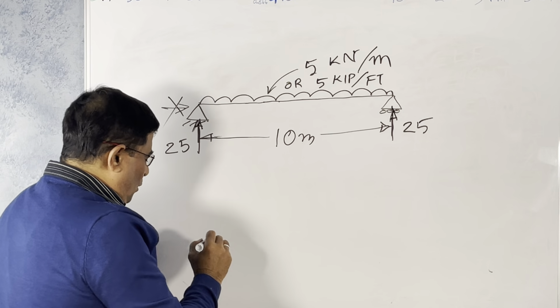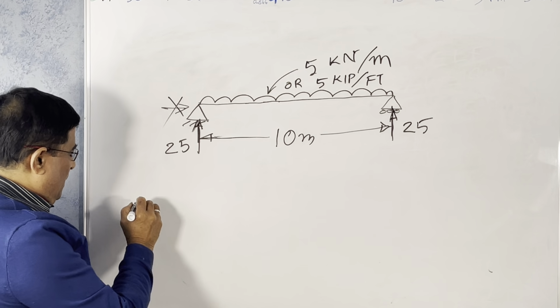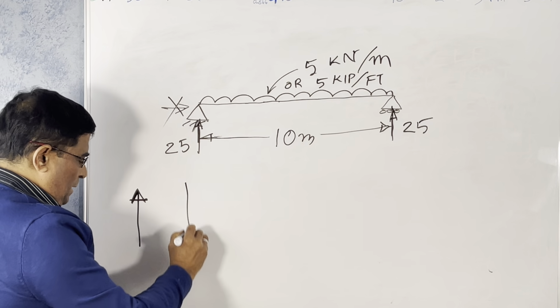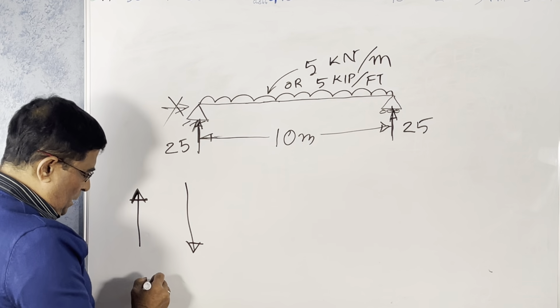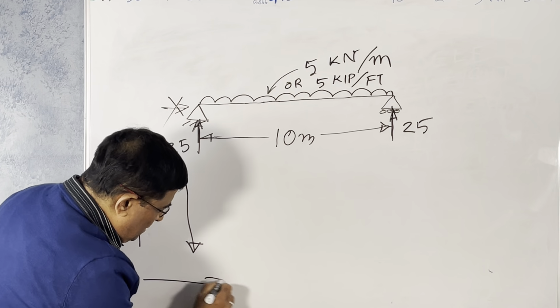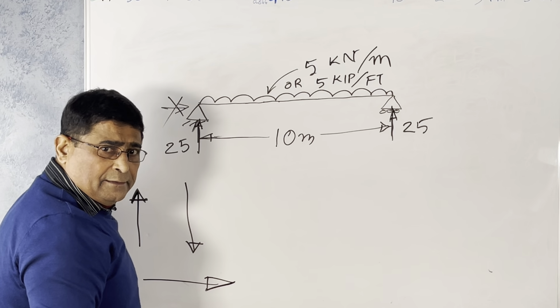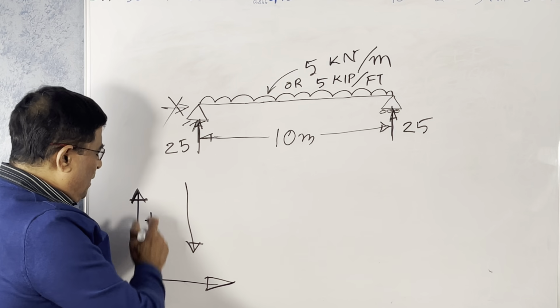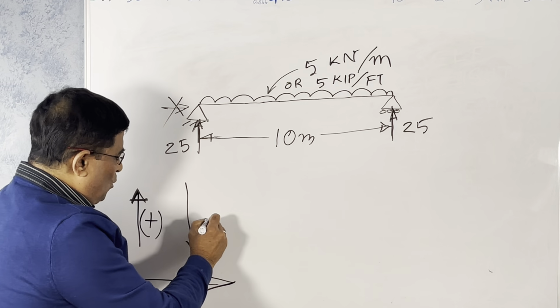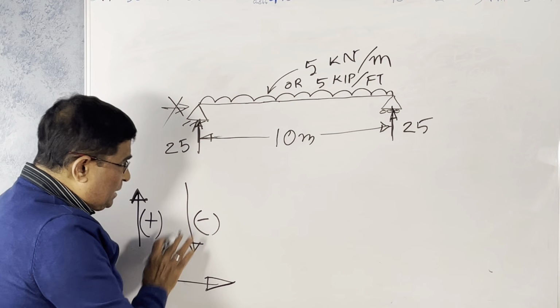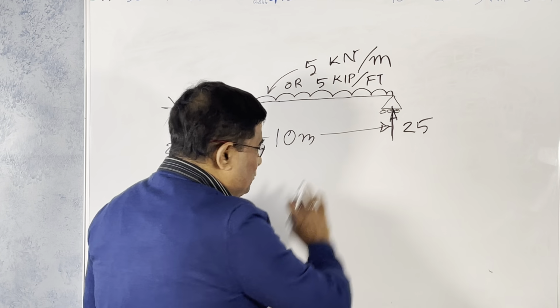Now, I told you this convention. If you are calculating the values vertically, from left to right, then the positive is upward. Upward is positive. Downward is negative.